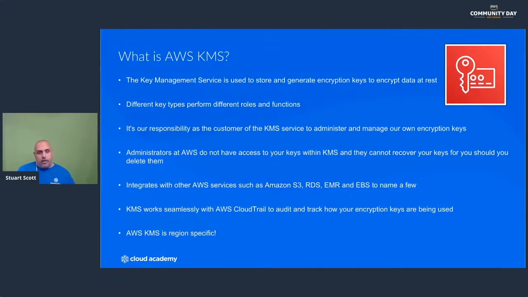So what is KMS? Basically, the Key Management Service is used to store and generate encryption keys that can be used by other AWS services and your applications as well to encrypt your data at rest. So it's not used for in-transit encryption. It's a fundamental security service that's offered by AWS to help you manage your entire cryptographic operations across your data. Now, there are different types of keys used within KMS which perform different roles and functions, and I'll go into detail on these different key types as we go through this session, because there can be confusion over them sometimes.